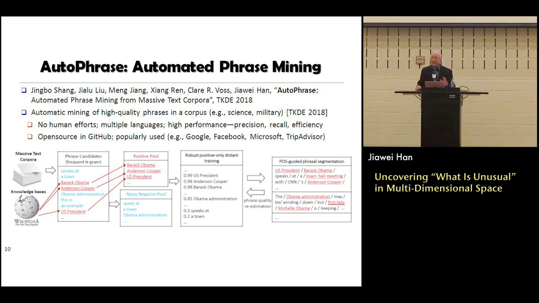However, they don't give you anything negative. They don't say this is not a phrase. For example, we originally tried Obama administration. We could not find it. Of course, if you extend it, you still can find it. But if you cannot find it, it's still positive. It's still the right phrase.